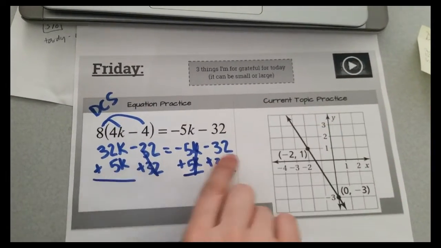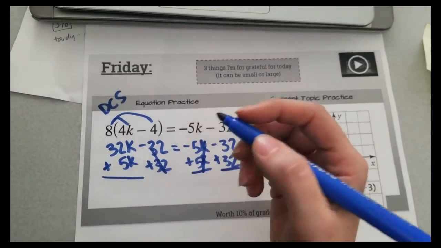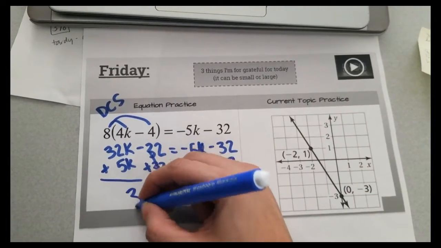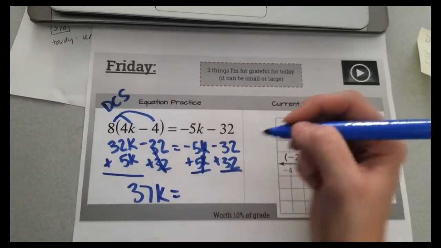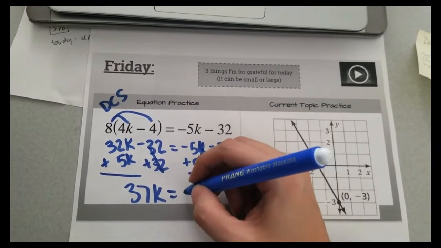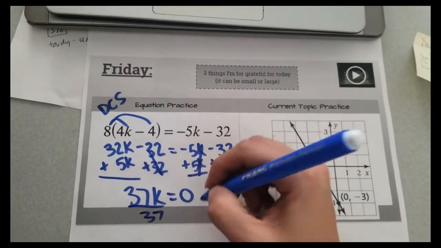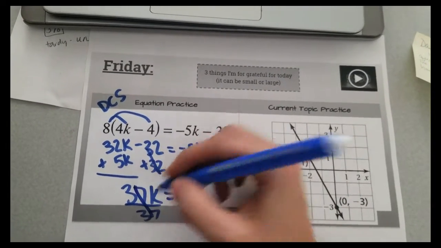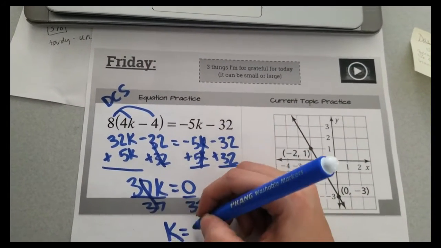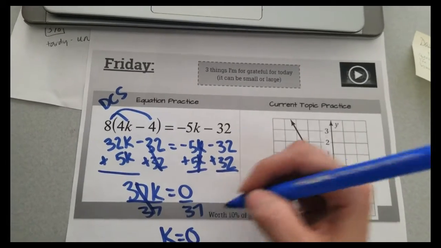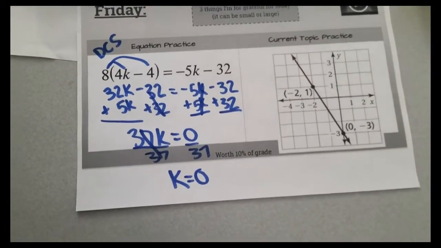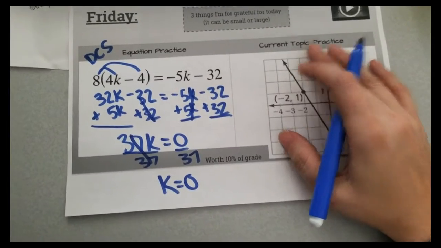So we're left with this problem and this problem. 32 plus 5 is 37k. And negative 32 plus positive 32 is 0. Last step, divide by 37. Any number divided by 0, or 0 divided by any number is just 0. Okay, so that's the first problem.